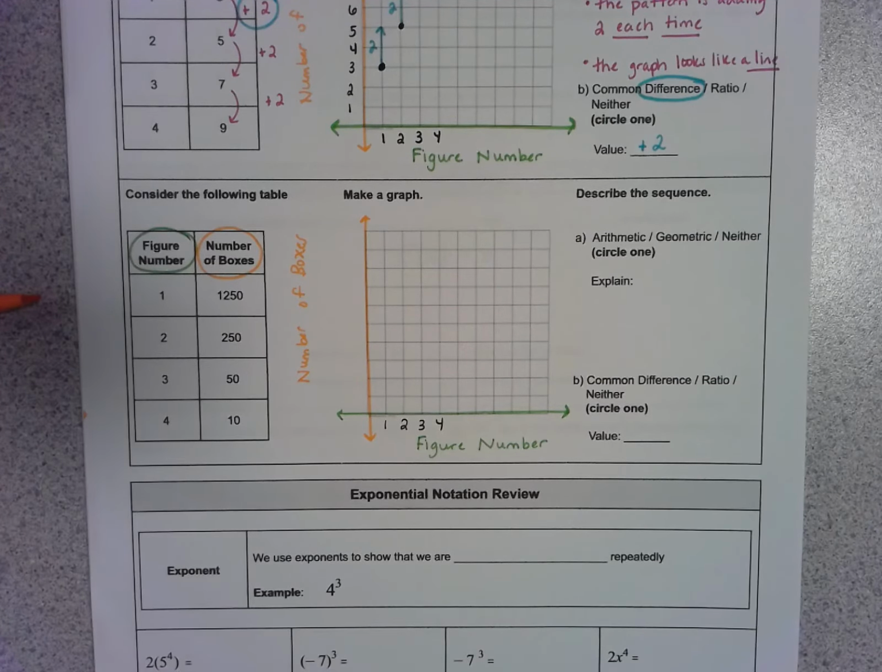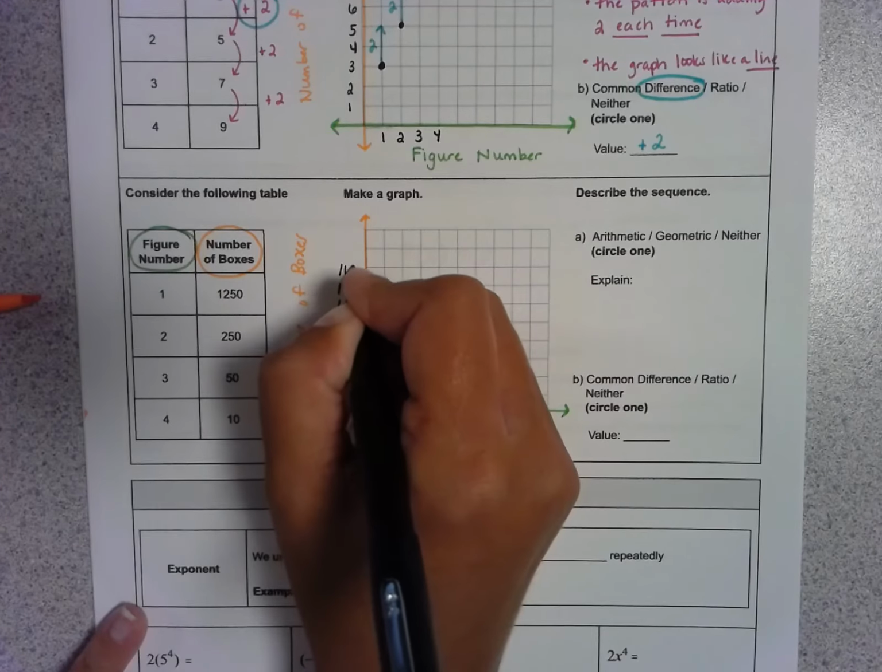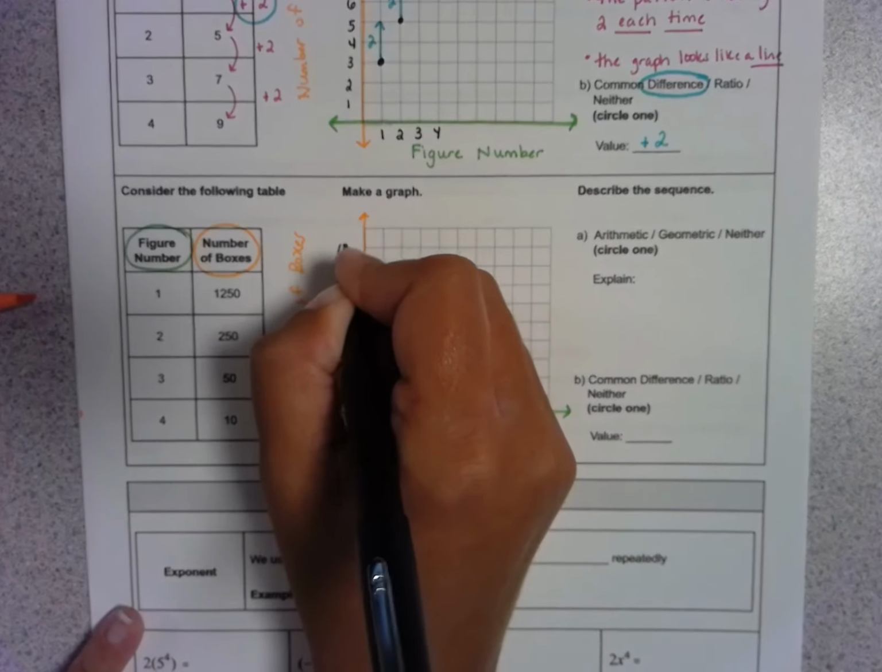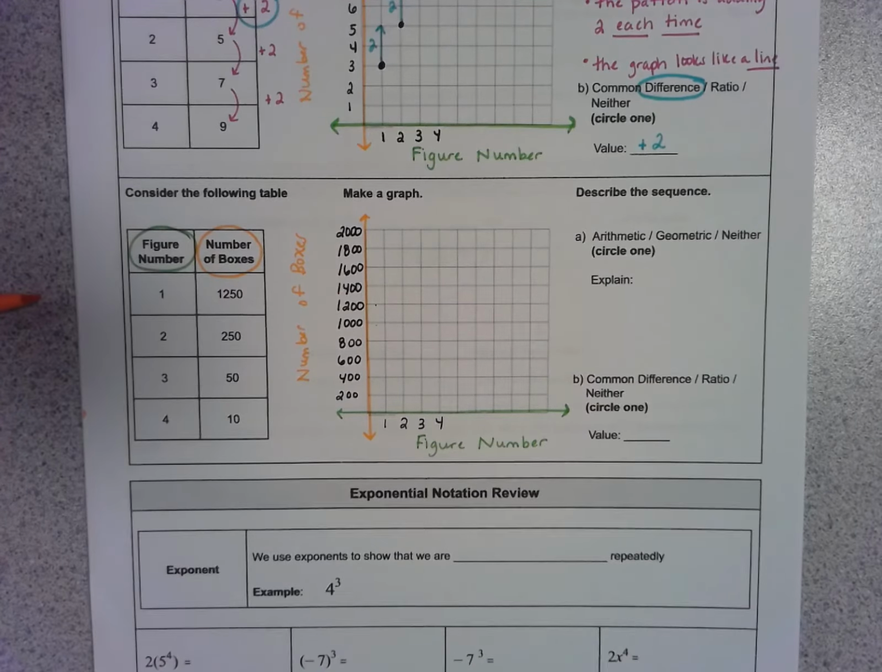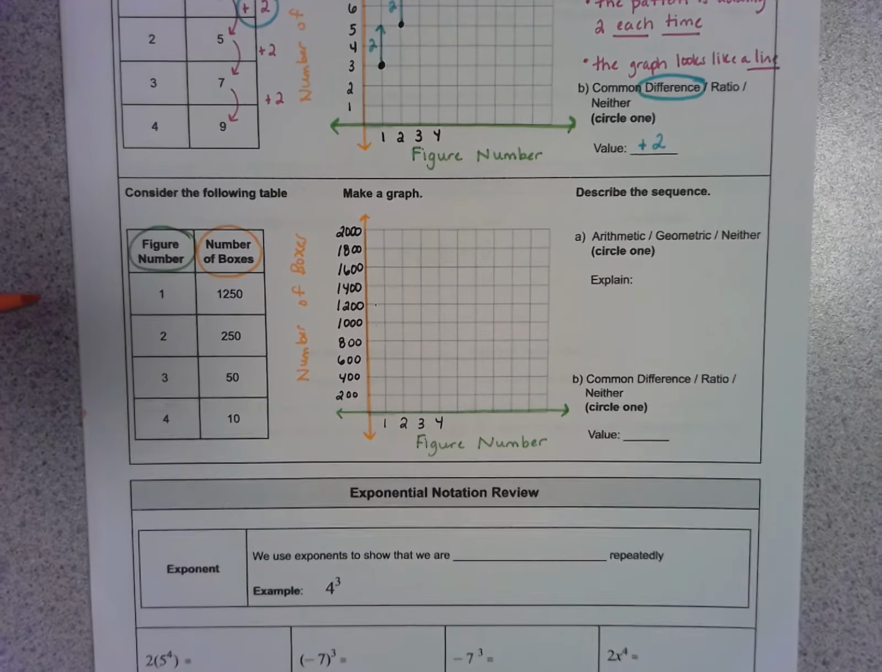So I would maybe count by 200. 200, 400, 600, 800, 1,000, 1,200, 1,400, 1,600, 1,800, 2,000. Now you could try counting by something smaller, like maybe 150. 200 seems like a pretty easy number to count by, so that's why I'm going to go with it.